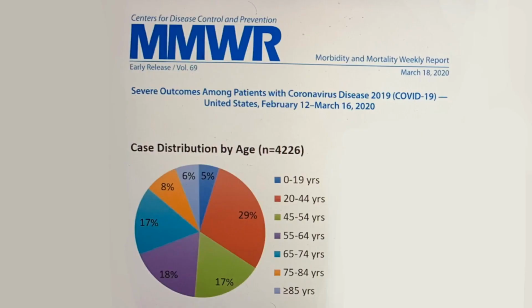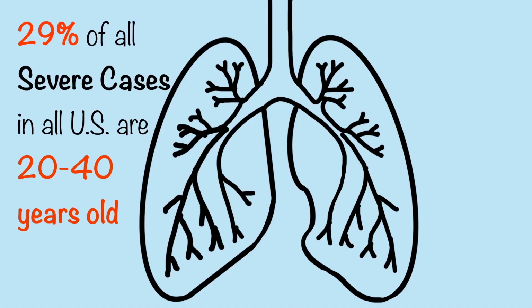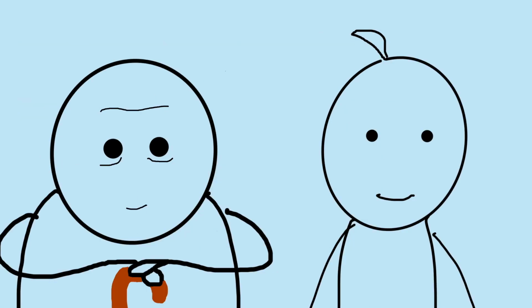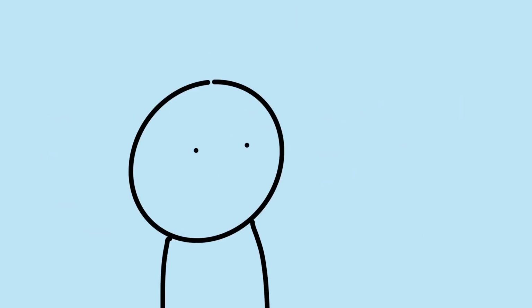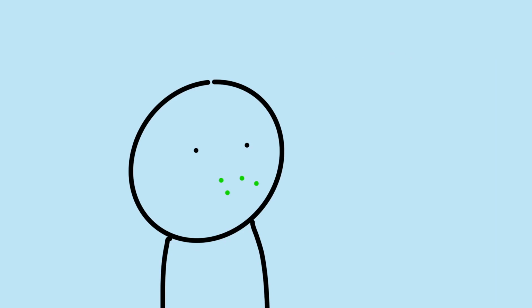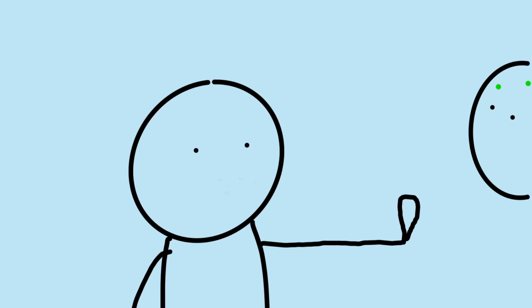We already have data surfacing telling us there is no guarantee. In the United States, 29% of severe cases have been those aged 20 to 40 years old. It is everybody's responsibility to practice prevention in order to protect those most vulnerable. It is important for everyone to not touch their face and know that you or anyone can be infectious for 3 to 14 days before getting any symptoms, which is why it is extremely important to stay away from others, 2 arms length, 6 feet.